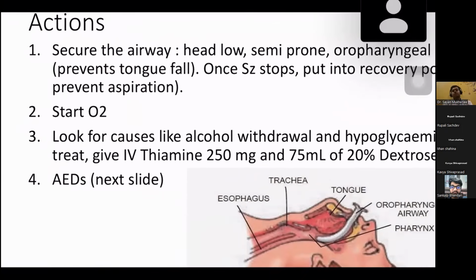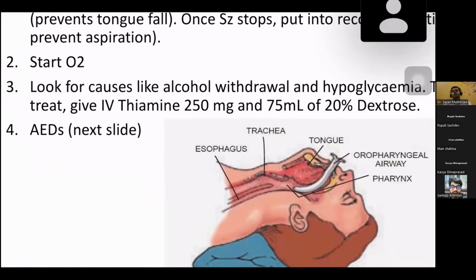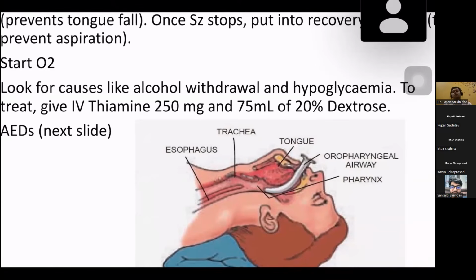Apart from that, give oxygen and look for reversible causes. Look for any precipitating cause, because not all seizures are epilepsy. In fact, most of them are not. Most of them are due to some form of electrolyte imbalance or alcohol withdrawal or hypoglycemia. As I told you in the hypoglycemia section, give thiamine and dextrose for hypoglycemia.